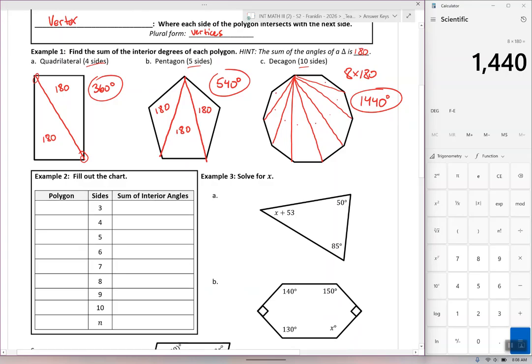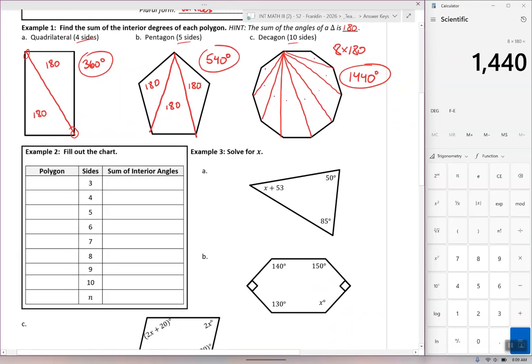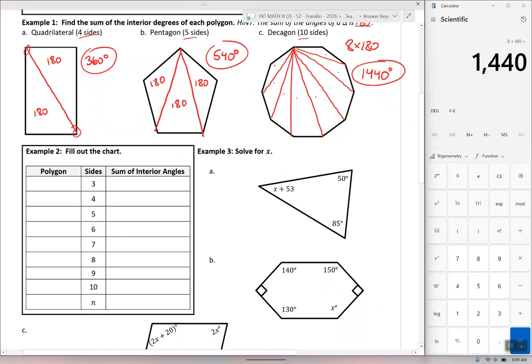So first, let's fill out this chart, see if we can figure this out. So we know some of these. Triangle, 3 sides, 180 degrees. 4 sides, we'll say a quadrilateral.